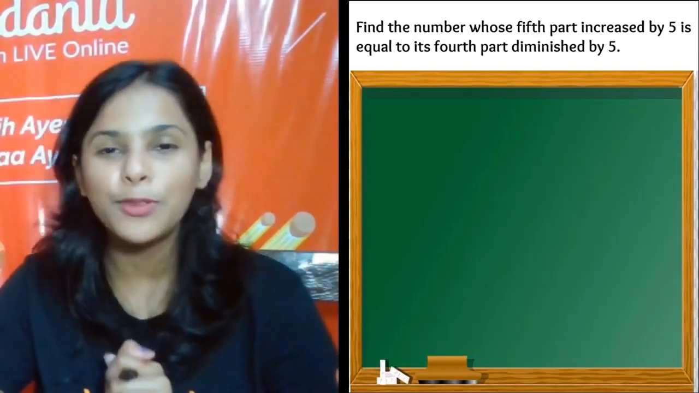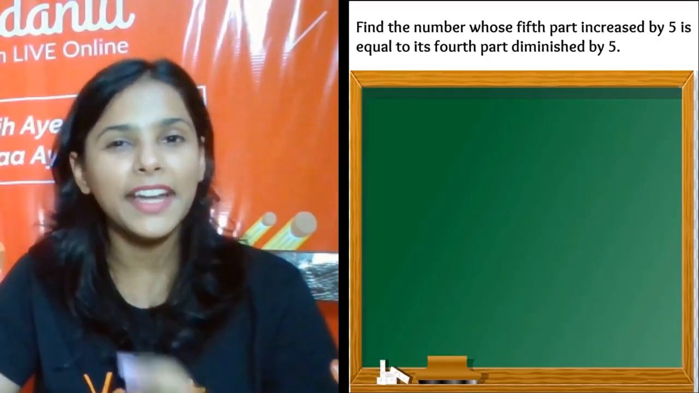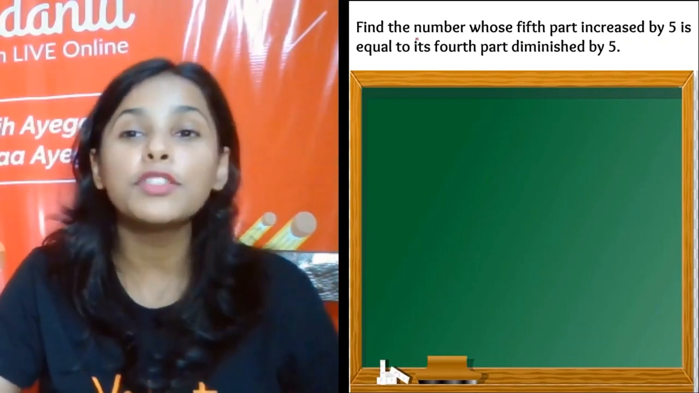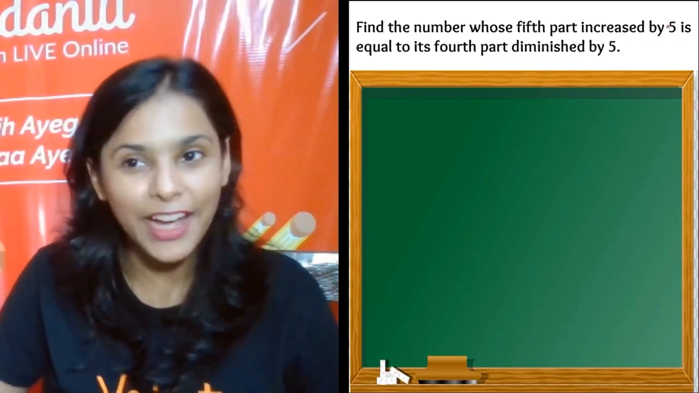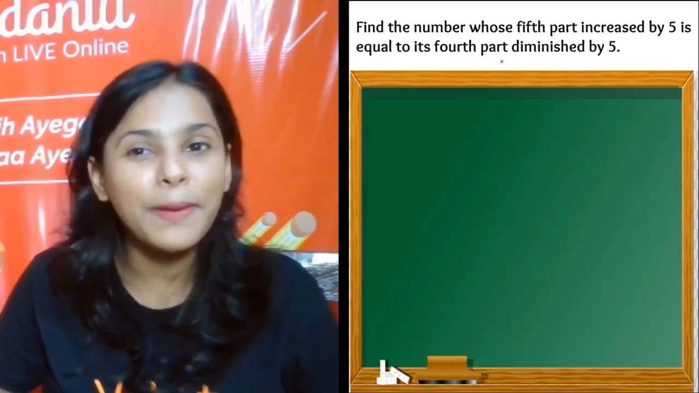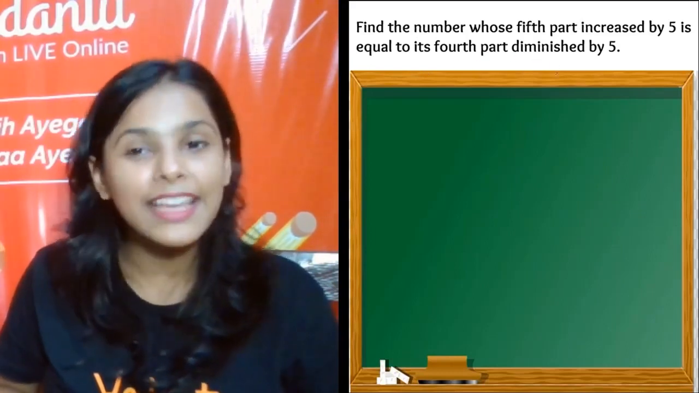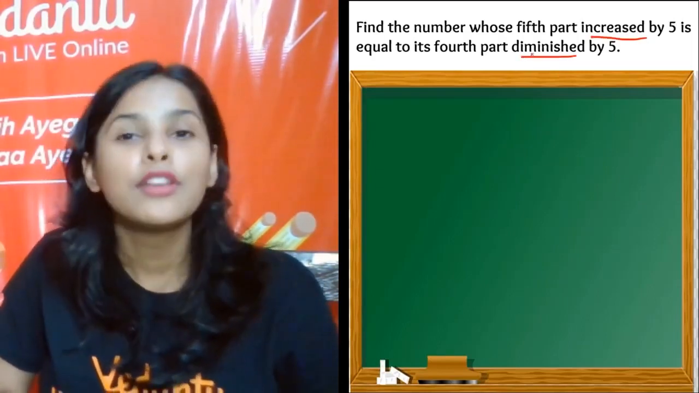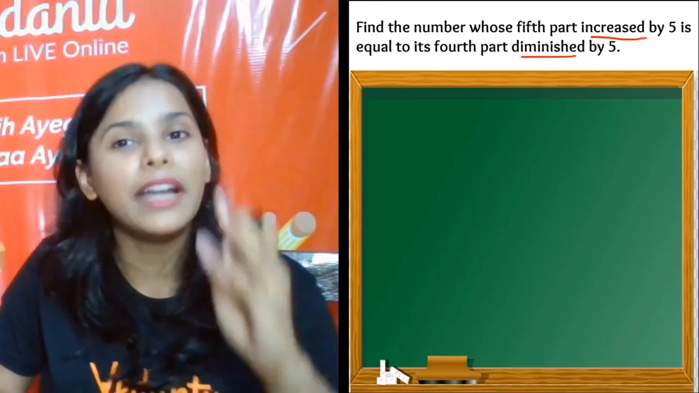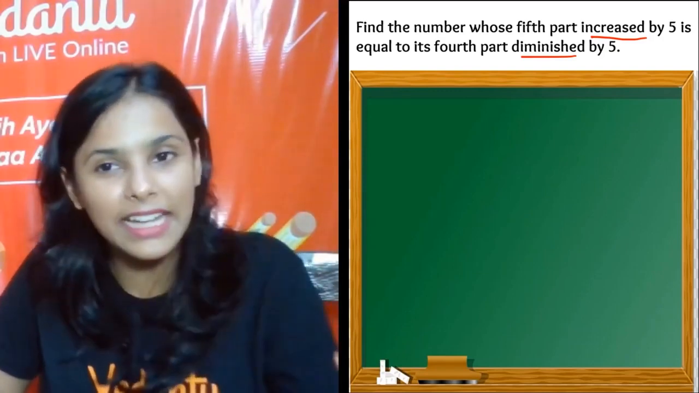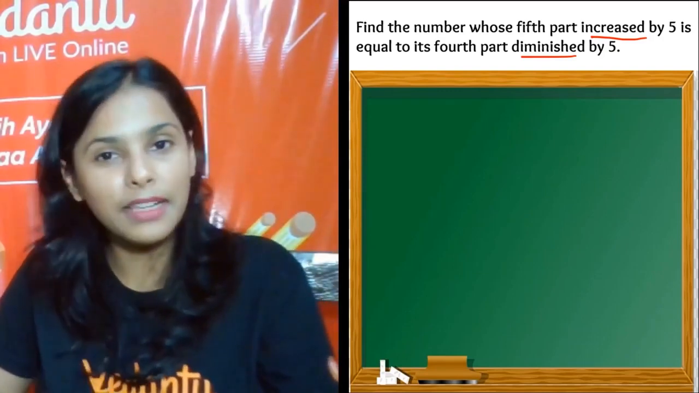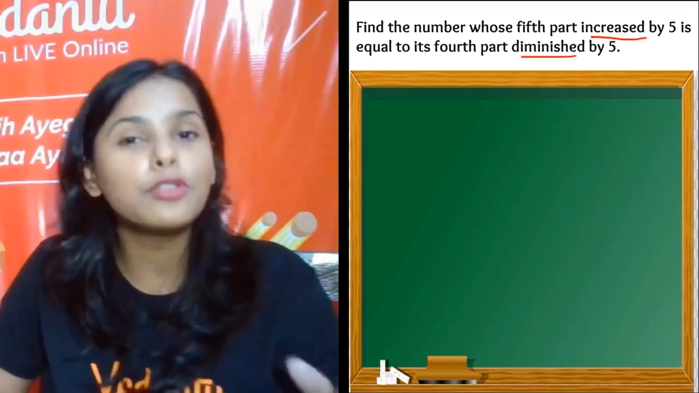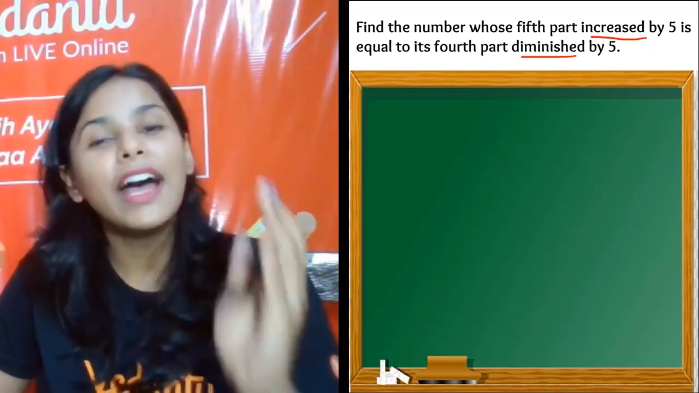Now guys, we are going to solve this question by understanding the logic behind it. Okay, so the question says: find the number whose fifth part increased by 5 is equal to its fourth part diminished by 5. Let's quickly understand the words increased and diminished. What is the meaning of increased? Increased means to grow, and diminished means to decrease, to reduce. Simple. Now find the number.